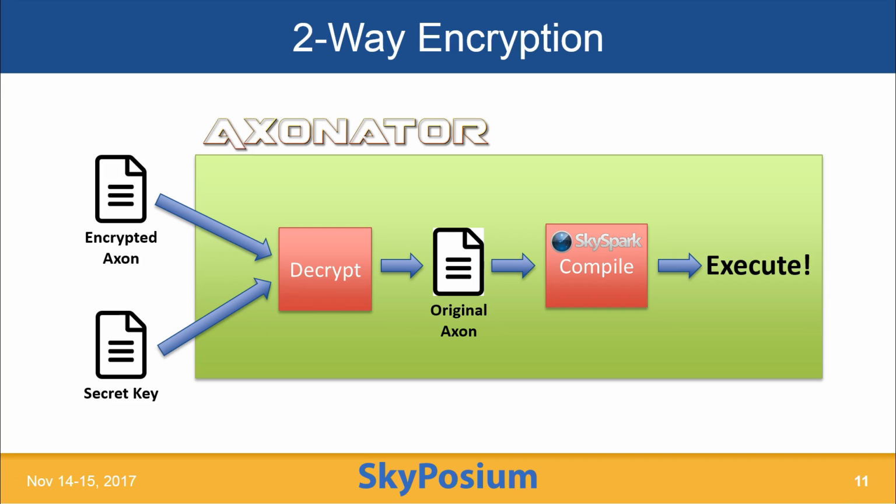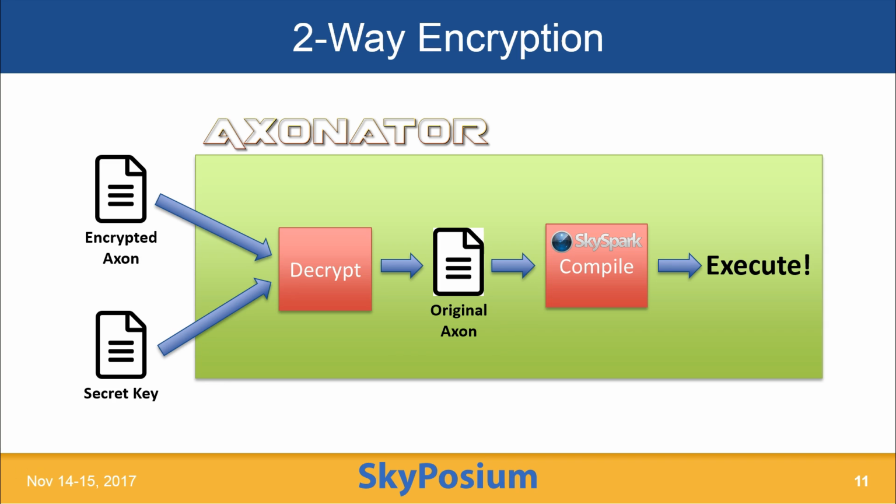Our end goal is being able to execute the original Axon code. To do this, SkySpark needs to compile it, and to do that, it needs the original source code. So by the power of two-way encryption, Axonator is able to take the encrypted Axonated code and the secret key, and from that, reproduce the original Axon code.